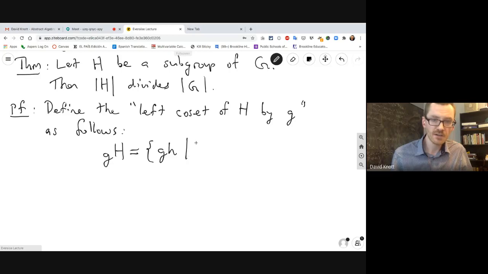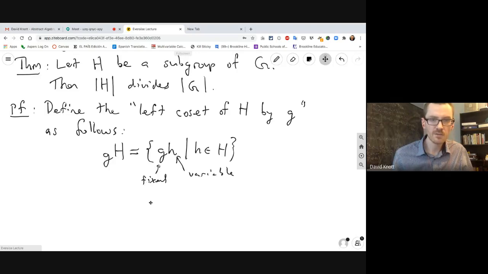Gh such that h is in capital H. So it's all the elements of this form: little g, little h, where little h is in capital H. And I hope it's clear that little g is fixed. You fix a g early on, you pinpoint it, you stick to it. It's the h's which are variable, ranging over all the elements of the subgroup H. But little g is fixed in this quantity. So that's a left coset of H by g.